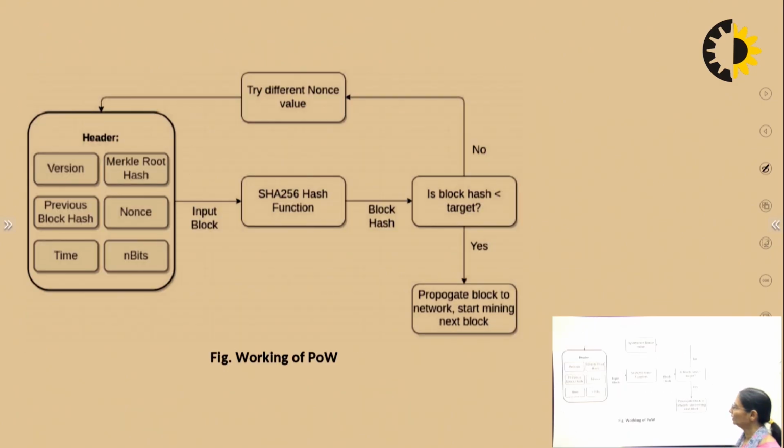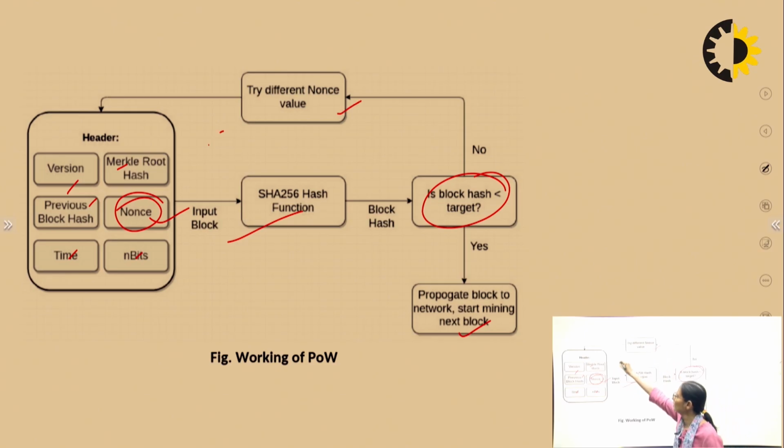So we have a header. This is the field which we are changing continuously. The rest remains the same. So we change this header with some nonce value, and we find a hash value. If the hash value is less than the target, then we propagate the block to the network, to other miners to validate and verify, and start mining the next block. If not, then we will try a different nonce value. Again, this cycle is repeated until we get the answer.